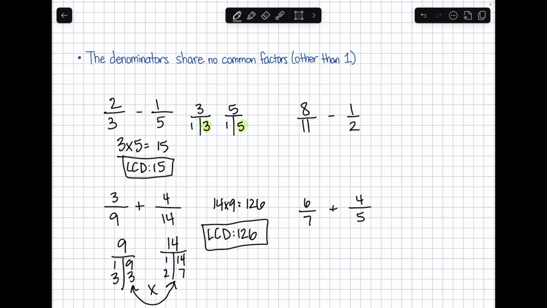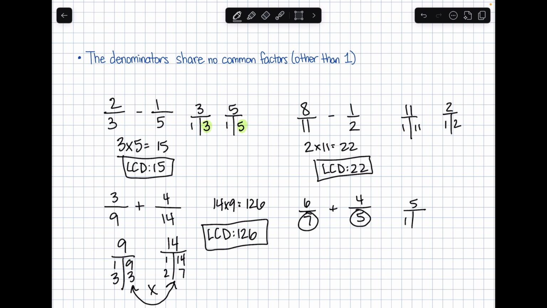All right, next one, we have 11 and 2. And I know that 11 is a prime number, so I automatically know that we aren't going to have any common factors between 2 and 11. So I would just need to multiply those together, and I would get 22. So my LCD is 22. And for this last one, I've got 7 and 5. I know that the only factors of 5 are 1 and 5, and the only factors of 7 are 1 and 7. So I would need to multiply those 2 numbers together to get my least common denominator. So my least common denominator is going to be 35.